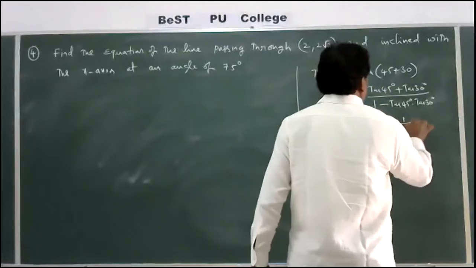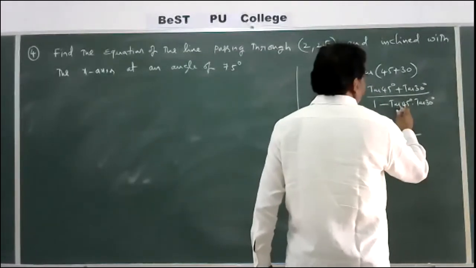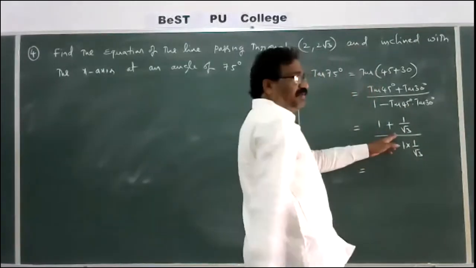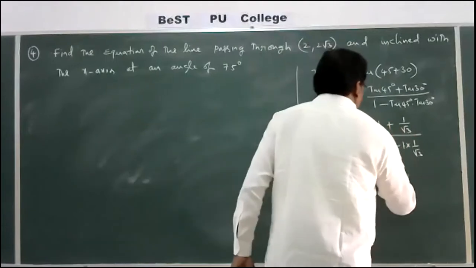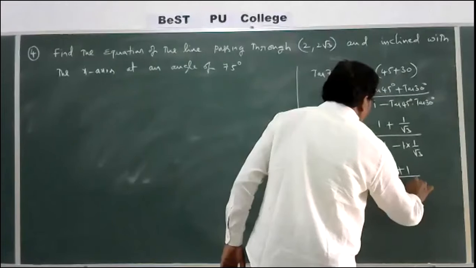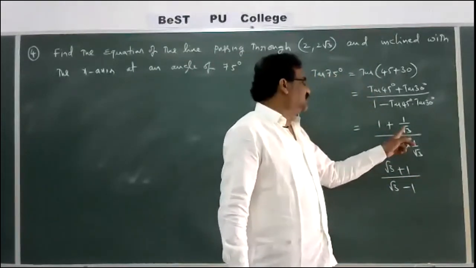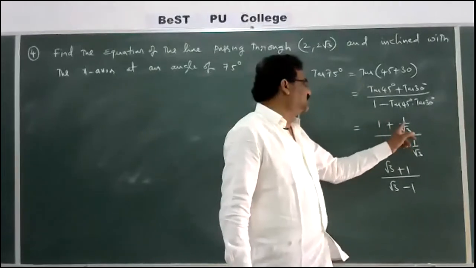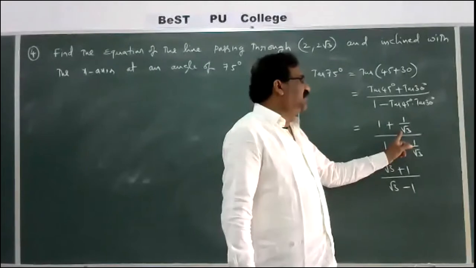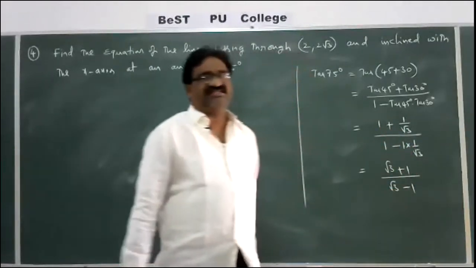Tan 30 degrees is 1 by root 3. So we get 1 plus 1 by root 3 by 1 minus 1 into 1 by root 3. In the numerator, taking LCM root 3, you get root 3 plus 1. In the denominator, taking LCM, root 3 minus 1. Root 3 in the numerator and denominator cancel. That is root 3 plus 1 by root 3 minus 1.